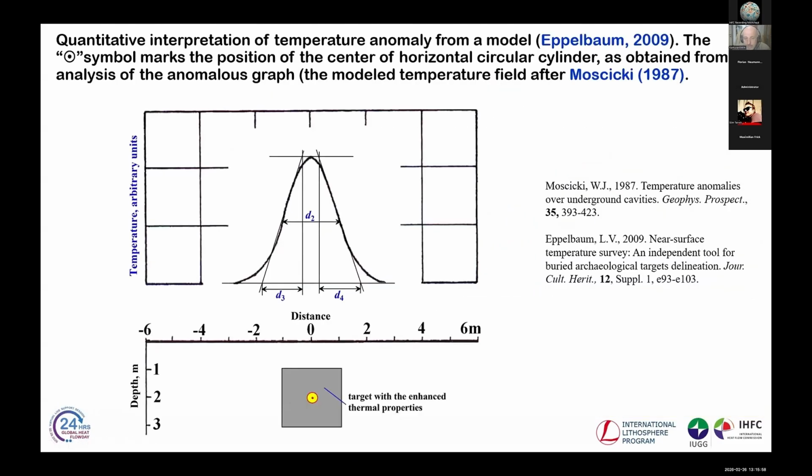Okay, this is a model after Moskitsky, and I interpreted this model by the characteristic point method and received the position of the center of the disturbing body.